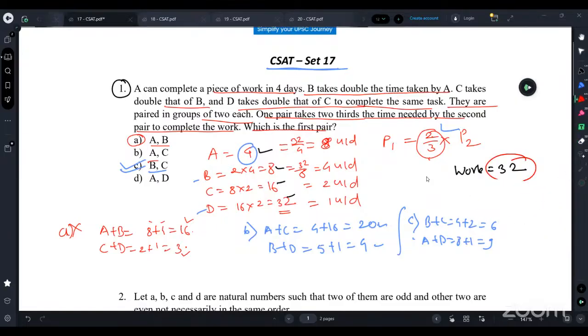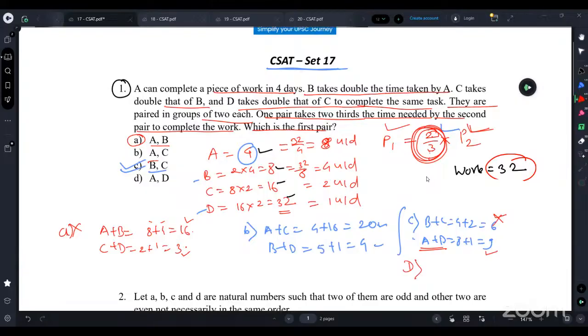Okay, but if you are able to see, B and C together is able to do 6 units per day, and A and D is able to do 9 units per day. So who is doing more work in one day? A and D is doing more work in one day. But what does the first pair talk about? First pair should do more work, because first pair is able to complete the work in 2/3 of the time of pair 2, right? So pair 2 is working for more number of days, and pair 1 is working for less number of days. So this cannot be the option.